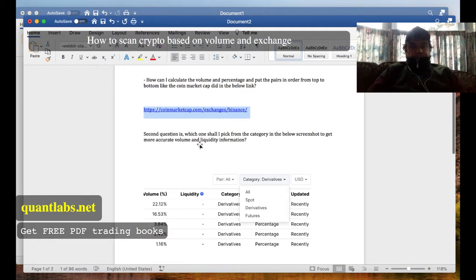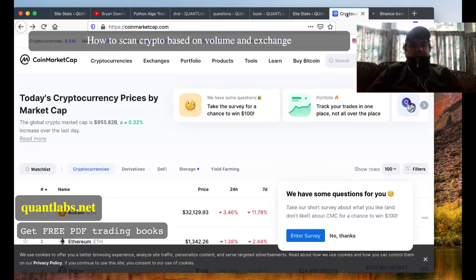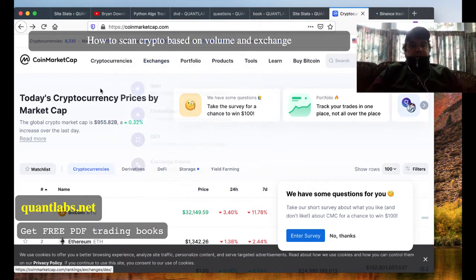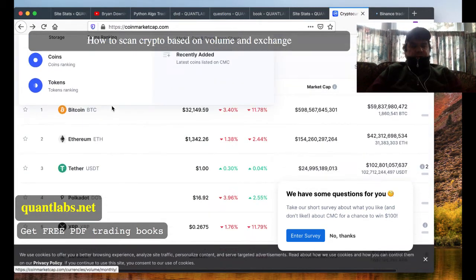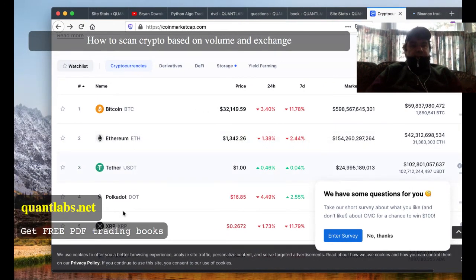Second question, which one shall I pick from the category below on the screenshot to get more accurate volume and liquidity information? Okay, so just generally, if you come to CoinMarketCap, just go under exchange. I'm going to show you some things that have been shaping up. Let's just look at general cryptocurrency. So we have the usual suspects, Bitcoin, Ethereum doing quite well, Tether, Polkadot, XRP, and whatnot.